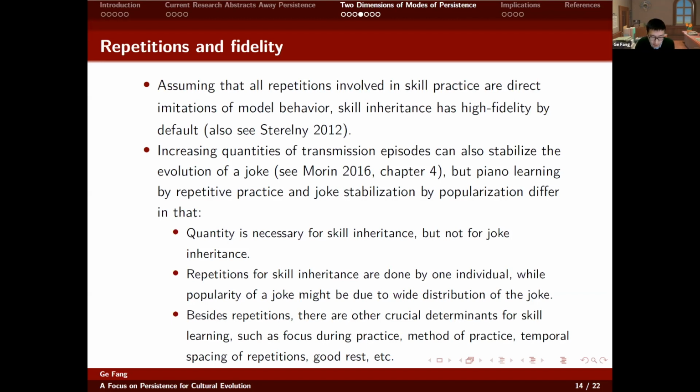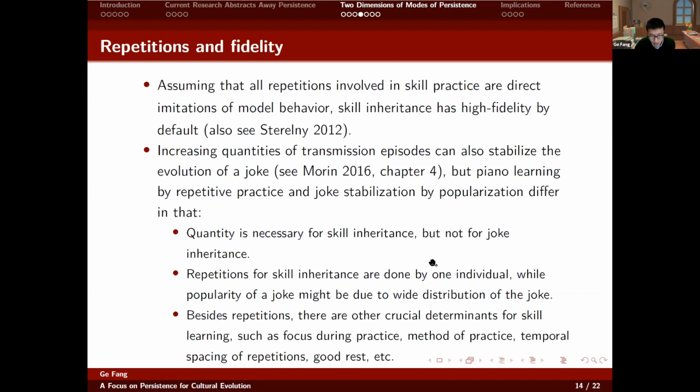First, quantity is necessary for skill inheritance, but not for joke inheritance. The mere existence of skill is already evidence for the quantity in learning. And this is important for inference about inheritance fidelity in our distant evolutionary history. Second, repetitive social learning for skill inheritance is concentrated on one individual, while the quantity of joke learning is usually due to a wide distribution of the joke. Third, fidelity of skill learning involves so much more than just quantity. The skill can be learned more effectively by more concentration during practice, better methods of practice, better temporal spacing of repetitions, and even better rest.